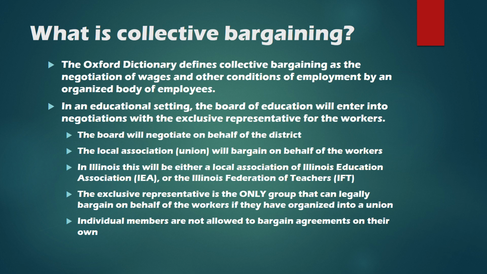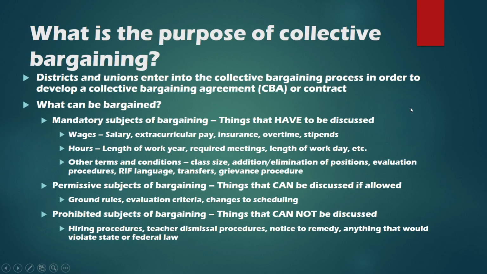Now, for admin, that's different because they're not part of those bargaining units. They can then go and bargain their own individual contracts. So districts and unions enter into this in order to eventually form a contract. And when forming a contract, there are things that they have to talk about, the 2 sides. There are things they can talk about, and there are things that they are not allowed to talk about.